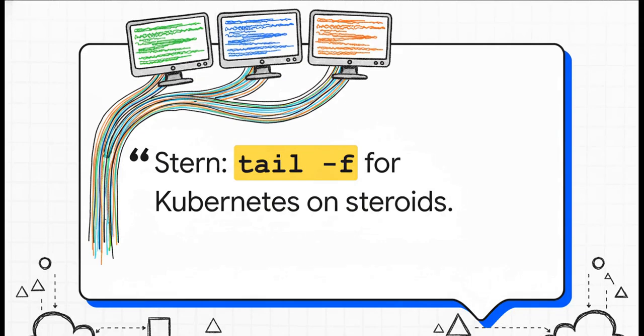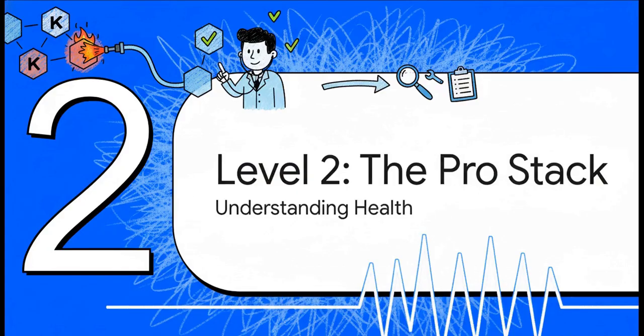Our final level 1 tool is Stern, and its tagline is just as perfect. Tail -f for Kubernetes on steroids. It does one thing, and it does it brilliantly. It solves that super common problem of trying to watch the logs from multiple pods of the same service at the same time. Stern just streams them all together, color-coded in one terminal. It's fantastic. So, level 1 is all about putting out fires. It gets you out of immediate trouble.